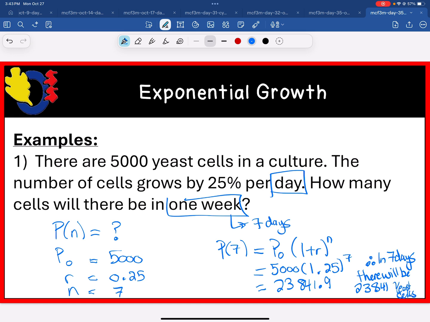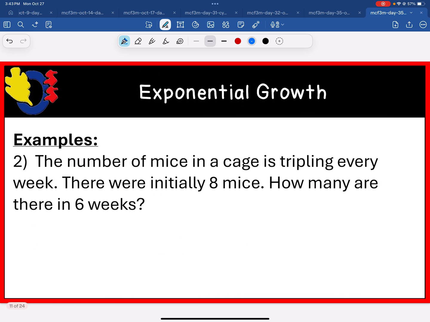Okay, let's look at another example. Okay, the next example. The number of mice in a cage is tripling every week. There were initially 8 mice. How many are there in 6 weeks?